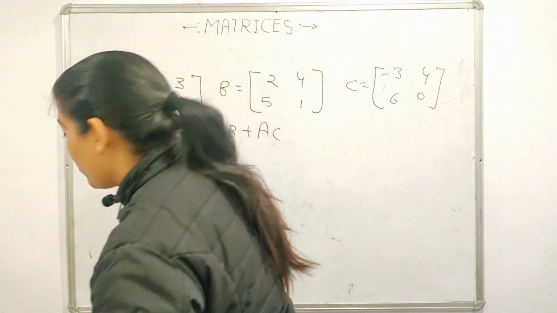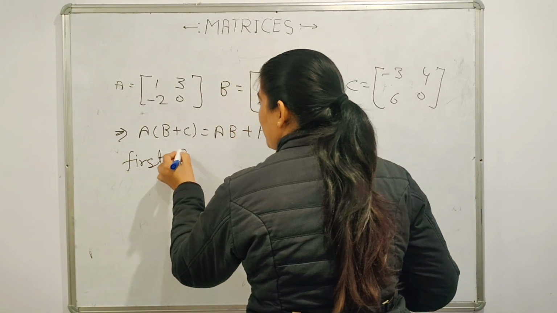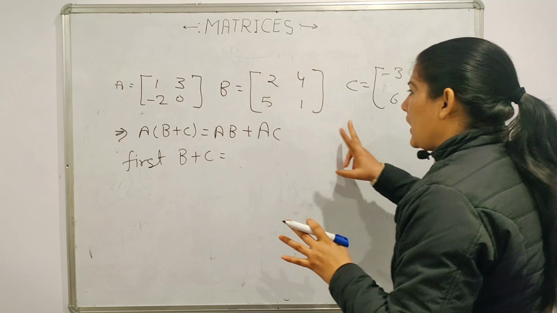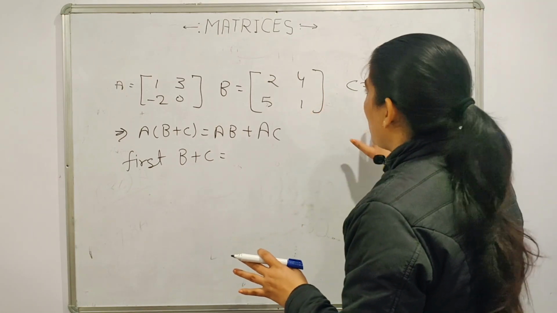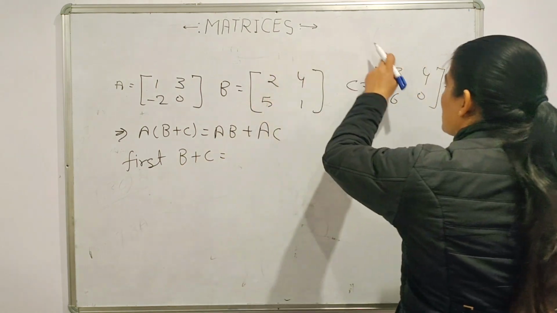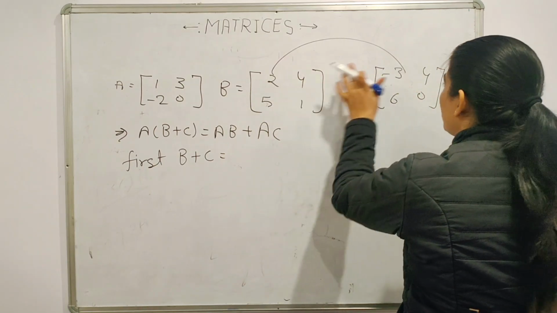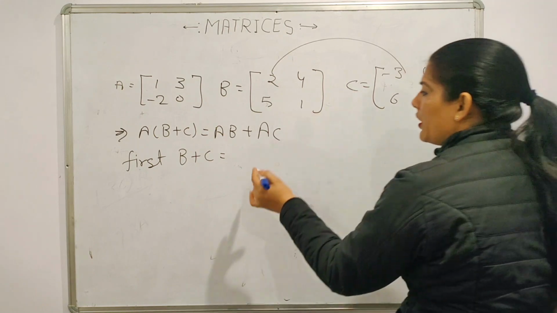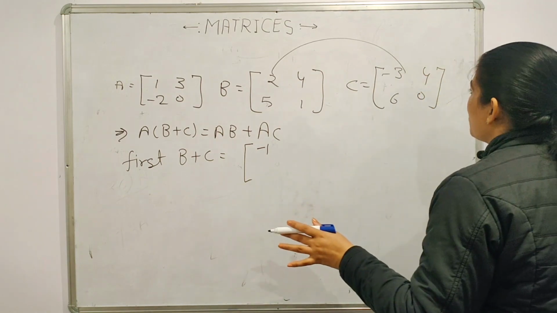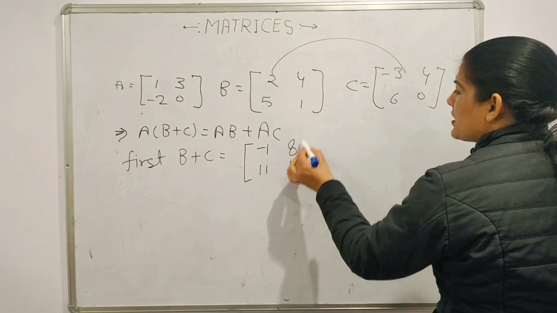To prove this, we have to first find B plus C, and we can add only two matrices of the same order, and here they are equal in order. So B plus C is the sum of the corresponding elements, as B11 should be added to C11, B12 added to C12. So here the answer can be written directly. Minus 3 plus 2 gives you minus 1, 4 plus 4 gives you 8, 5 plus 6, 11, 1 plus 0 is equal to 1.